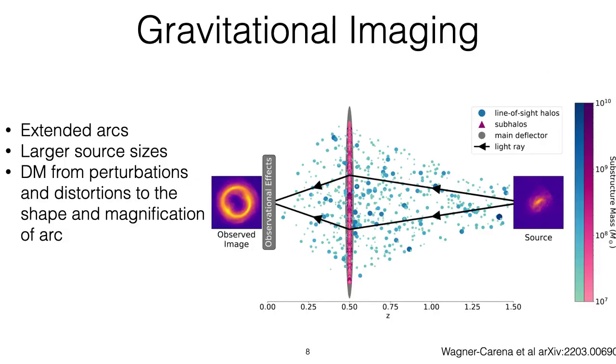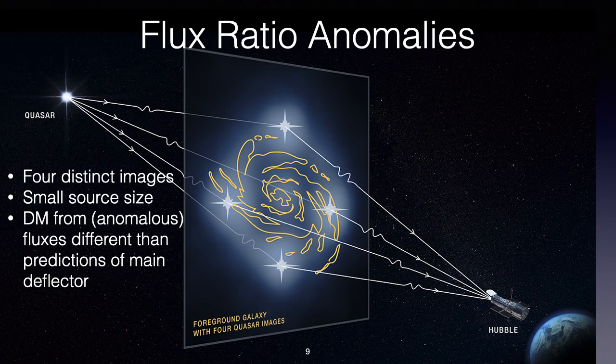So there are two common techniques for inferring dark matter from strong gravitational lenses, gravitational imaging and the flux ratio anomaly method. Gravitational imaging uses larger source sizes, which create extended arcs, and you look for dark matter in the distortions of the arc. Alternatively, there's the flux ratio anomaly method, which is used when the size of the source is sufficiently small, such that 4 distinct images can be created, rather than an extended arc. Analyzing the fluxes of these images can allow us to make inferences about the mass function of low mass dark matter halos. It is this last technique that I'll be focusing on for this talk.